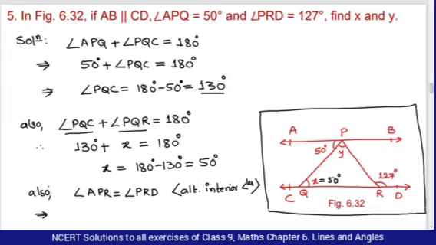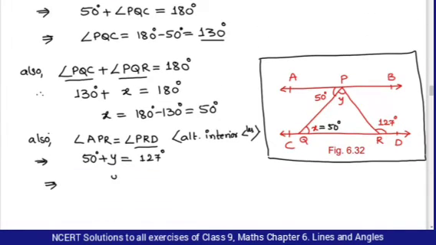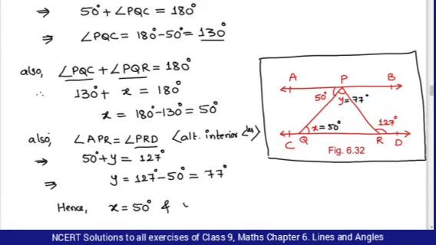This implies 50 plus Y is equal to 127 degrees. Exterior angle is equal to sum of two interior angles, which implies Y is equal to 127 minus 50, that is equal to 77 degrees. So we got X value as 50 degrees and Y value as 77 degrees.